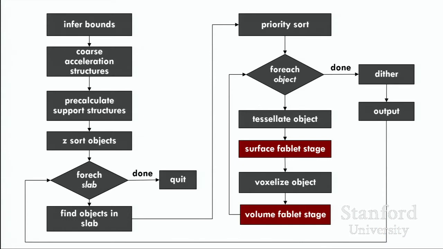This architecture roughly looks like this. The first part here allows you to pre-compute the different acceleration data structures such that things like signed distance functions can be computed very efficiently. And then we have this loop that performs everything for each slab. It finds the objects within a given slab, executes the whole pipeline, and emits and dithers the voxels that are sent directly to the 3D printer.